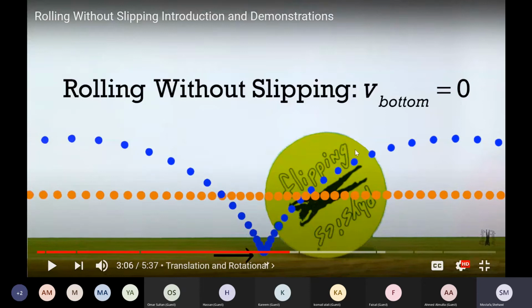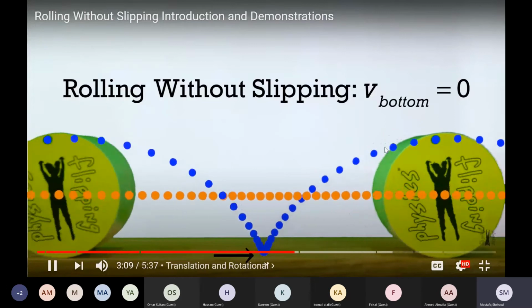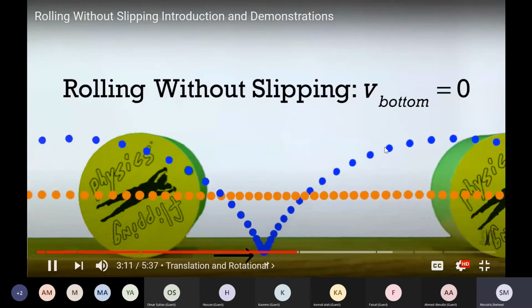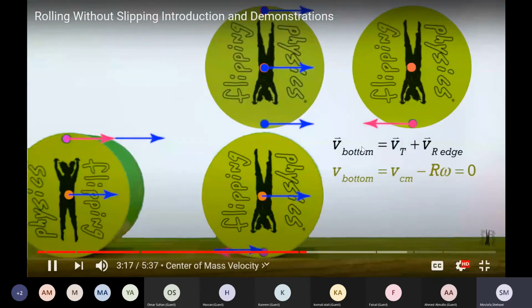When it touches the table, it will have the same speed as the table, which is 0 velocity, or 0 meter per second. It is not slipping, so it is static friction. So the velocity of the bottom edge of the object rolling without slipping has to equal 0. That means the velocity of the center of mass from pure translational motion minus radius times angular velocity equals 0. So he deduced here that the velocity of the center of mass must be equal to r omega. This is how we conclude it.